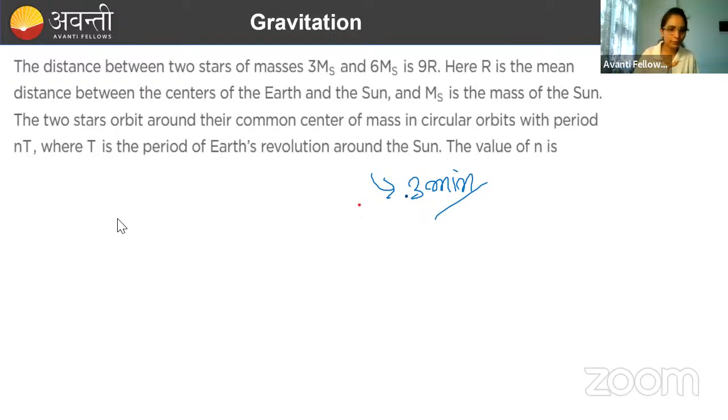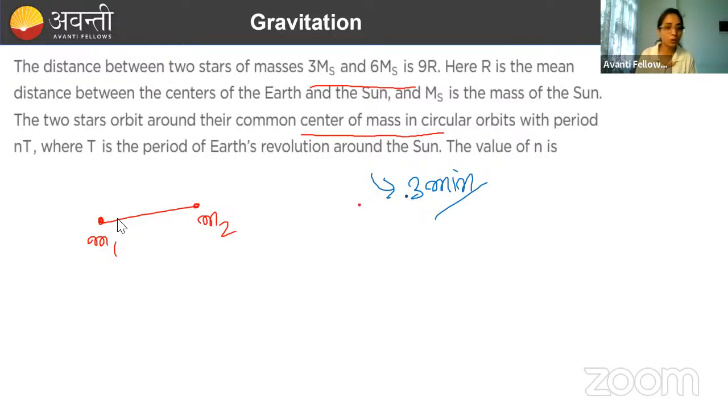Before you solve this question, let me discuss one thing here. जैसे you must have studied, I guess, suppose there are 2 stars, M1 and M2. In the question it is given: distance between 2 stars of masses is 9R. R is the mean distance between center of Earth and Sun. That is again another relation that is given. And M_sun is the mass of Sun. Then the 2 stars orbit around their common center of mass.